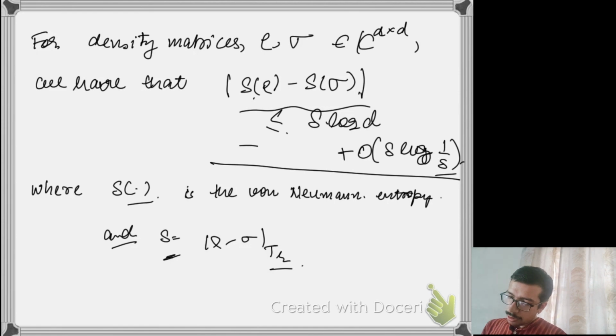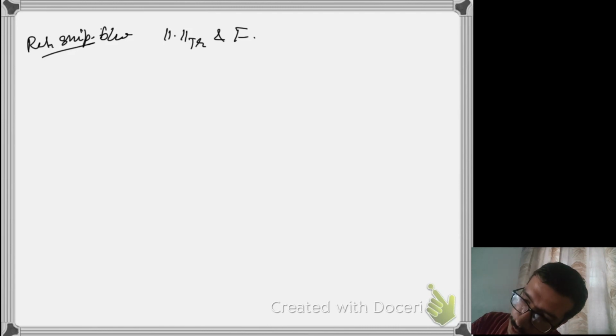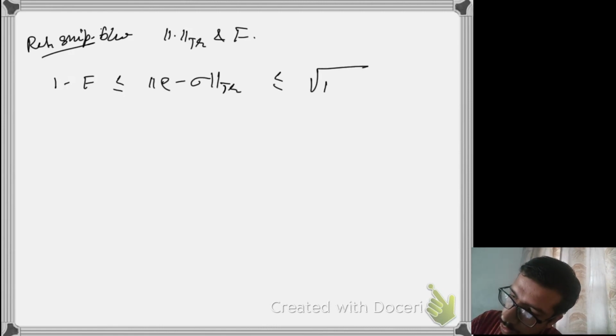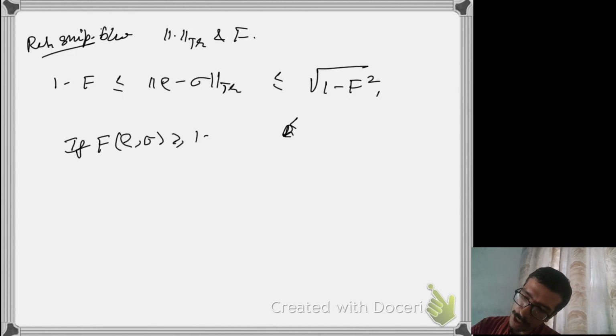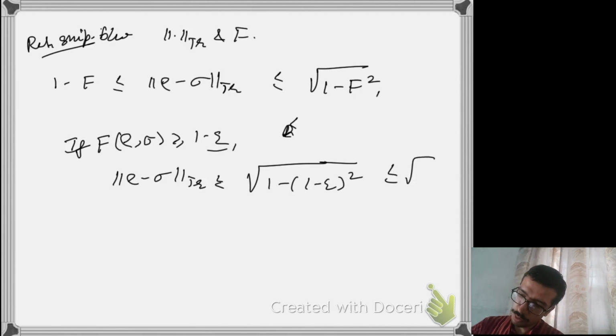Also what we'll need is a relationship between trace distance and fidelity. Again, this is given in the Nielsen and Chuang book. The relationship is that 1 minus the fidelity is less than or equal to the trace distance, which is less than or equal to the square root of 1 minus F squared. So if the fidelity between rho and sigma is greater than or equal to 1 minus epsilon, then the trace distance between them is less than or equal to the square root of 1 minus (1 minus epsilon) squared, which is less than or equal to square root of 2 epsilon.